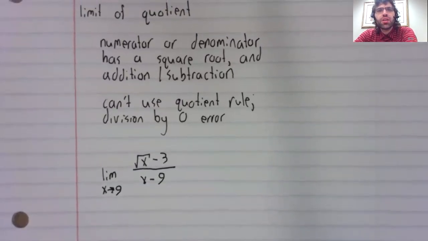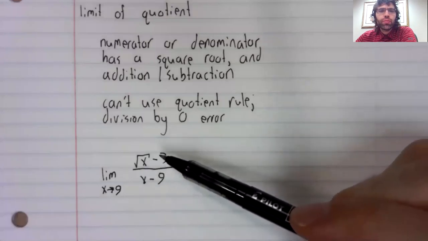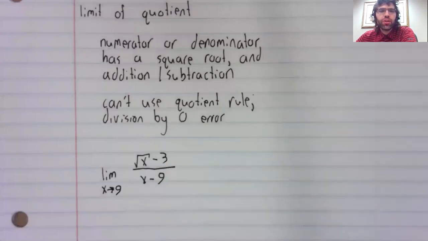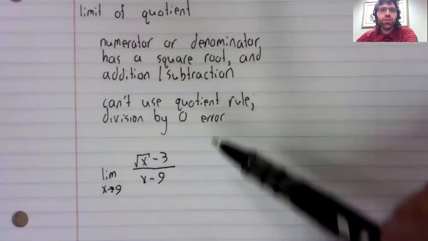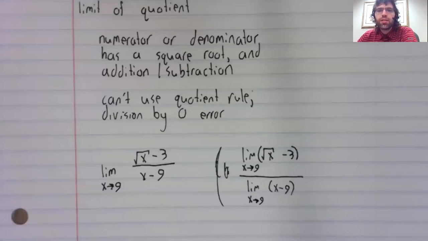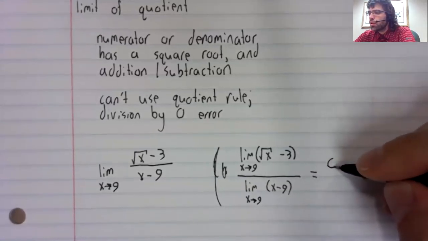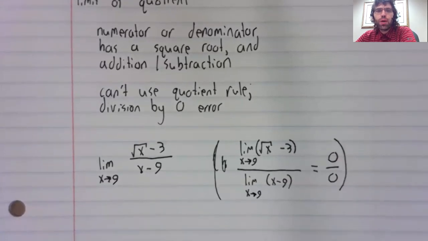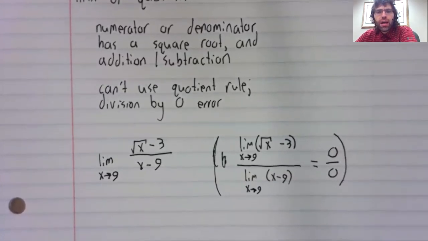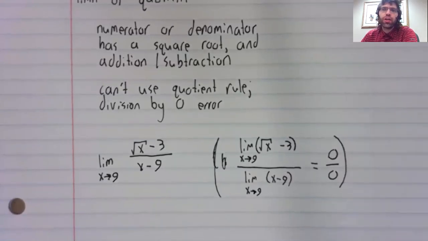So something like this. We've got this square root with subtraction in the numerator, and we've got a quotient, but if we try to use the quotient rule, like so, it doesn't work. You get a division by zero error. We have a special trick for dealing with this, which you may recognize if you've rationalized fractions before or divided complex numbers, let's say.